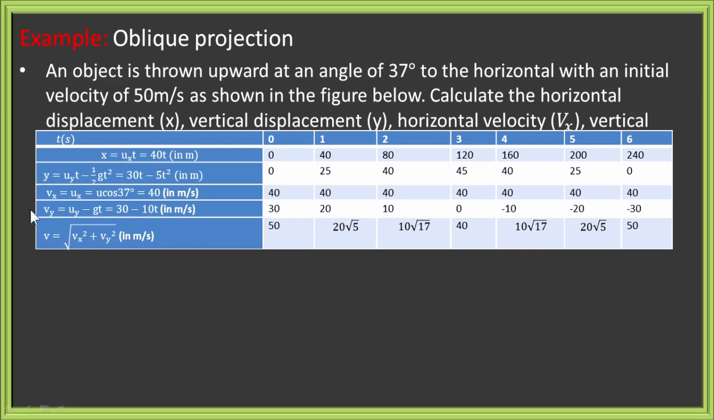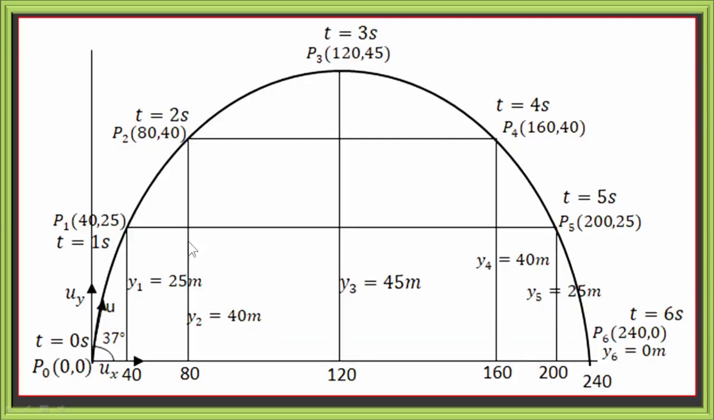The resultant velocity at any time is given by the square root of 40 squared plus 30 squared, which is equal to 50. 40 squared is 1,600, 30 squared is 900. The sum of the two is 2,500. When the square root is taken, it is 50. 40 squared plus 20 squared, when in square root, it is 20 radical 5, and so on.